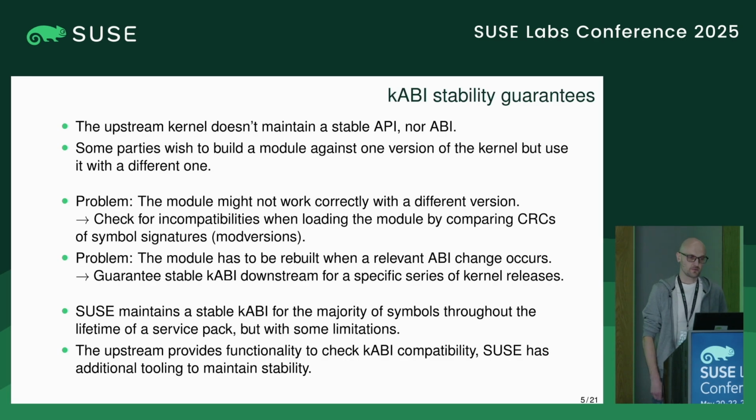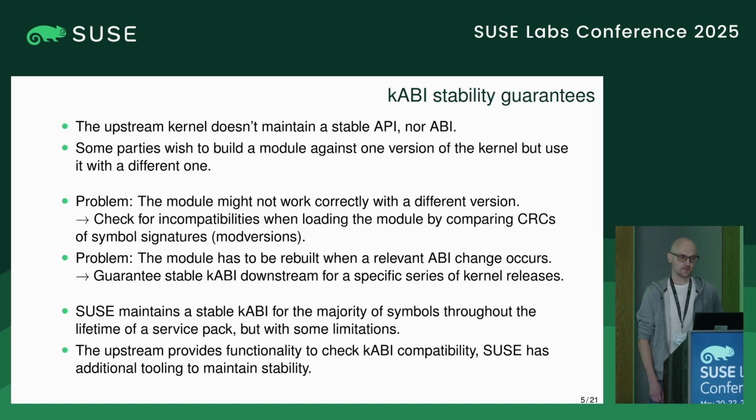The upstream Linux project doesn't maintain a stable API nor ABI. In an ideal world where all modules were developed upstream, this would not be much of an issue. However, some parties wish to develop out-of-tree modules, and they also have limited resources, so they would like to build their module against one version of the kernel, but be able to use it with different kernel versions. And this presents 2 problems.